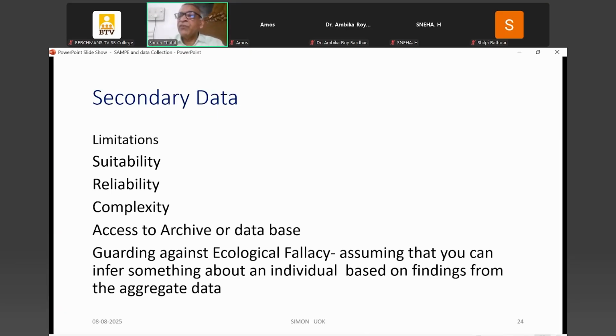So in secondary data, we are saying the data shows this picture. So anybody who comes, a unit which comes under that, deductively you're saying has that feature. That is the limitations of secondary data.